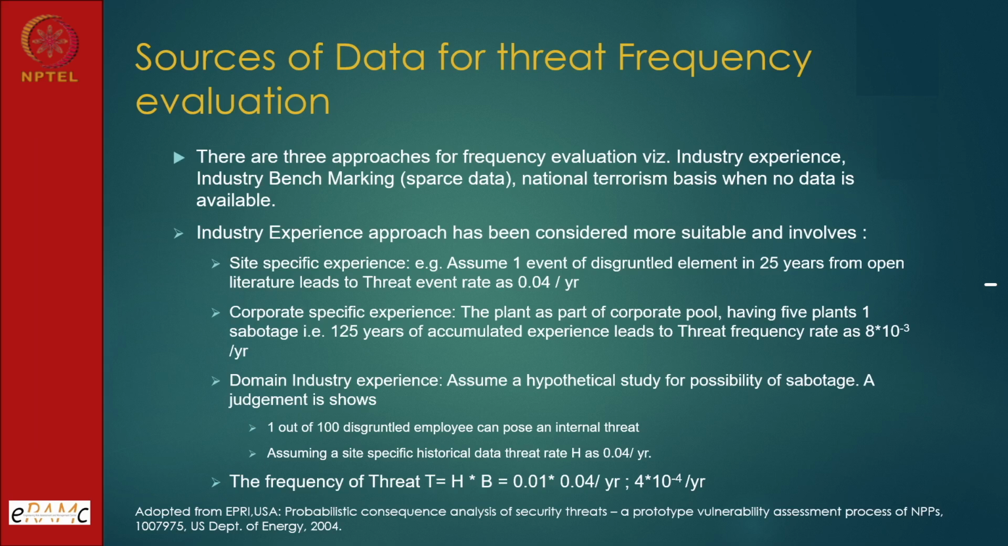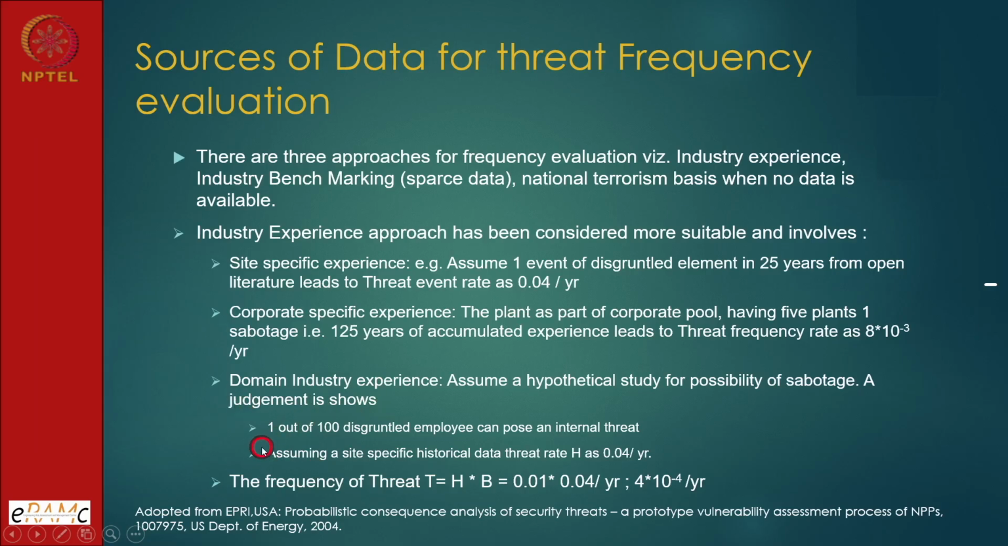Now there are some corporate experiences, that is, every domain has some business represented collectively at national or international level, and they have their own database. So there was one database, just for example's sake, 8 into 10 to the minus 3. So you can see 0.04 here and then this one here. We can use it as Bayesian updating, or let's go at present with this 0.04 only.